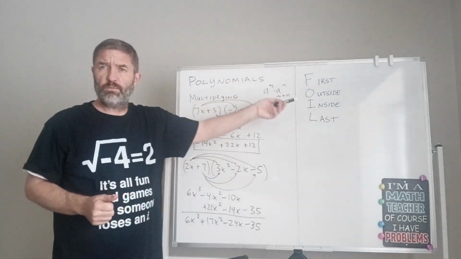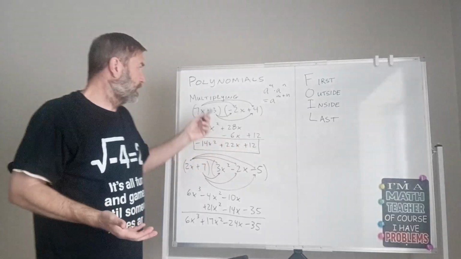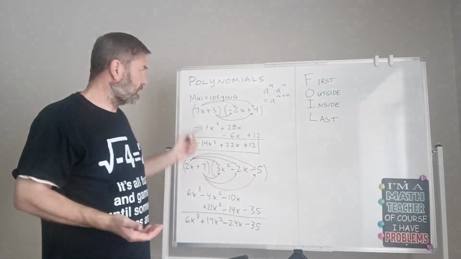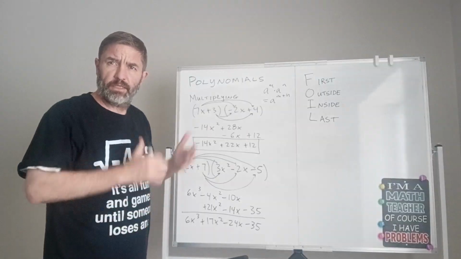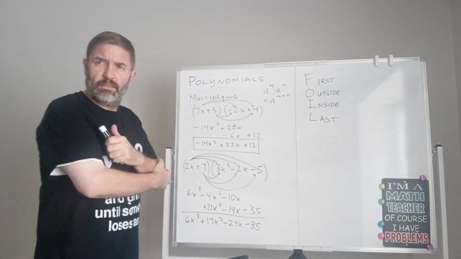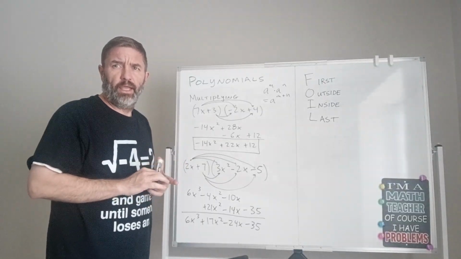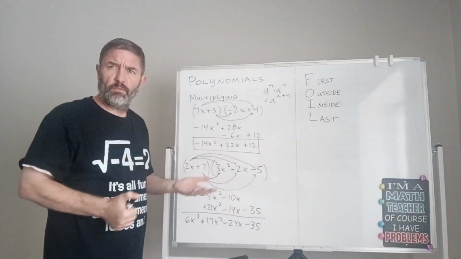So I don't like thinking of FOIL anymore. Again, I just say, oh, we're distributing. Everything on the outside multiplies with everything on the inside. I just do it one at a time, put all the terms together, and I just combine like terms, take it one step at a time. And yes, the problems get long.